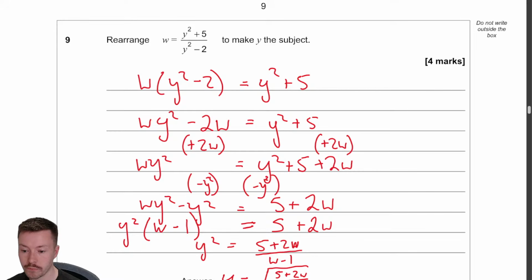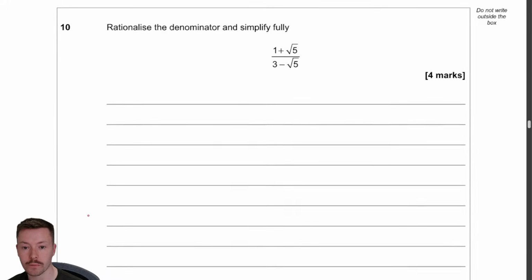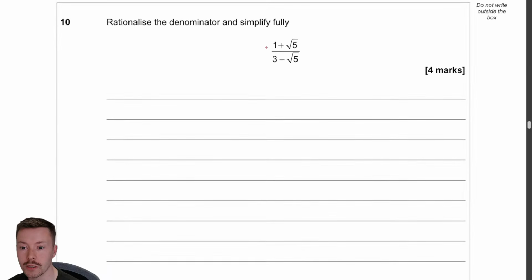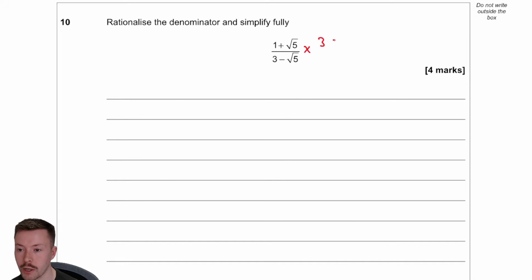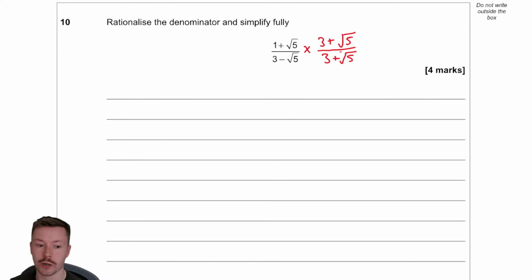Right, okay. Next question, question 10. Rationalise the denominator and simplify fully. Now we need to times top and bottom here by the conjugate, and to be honest, this is a question I would expect people to be able to do on their GCSE. So getting this on your GCSE is very nice. So we've got to treat these like they're in brackets basically and multiply it out like it's double brackets.